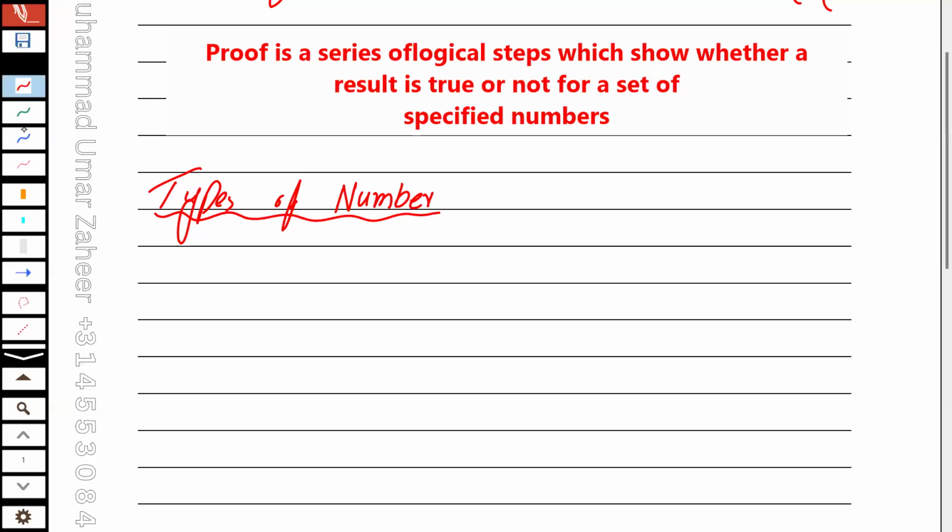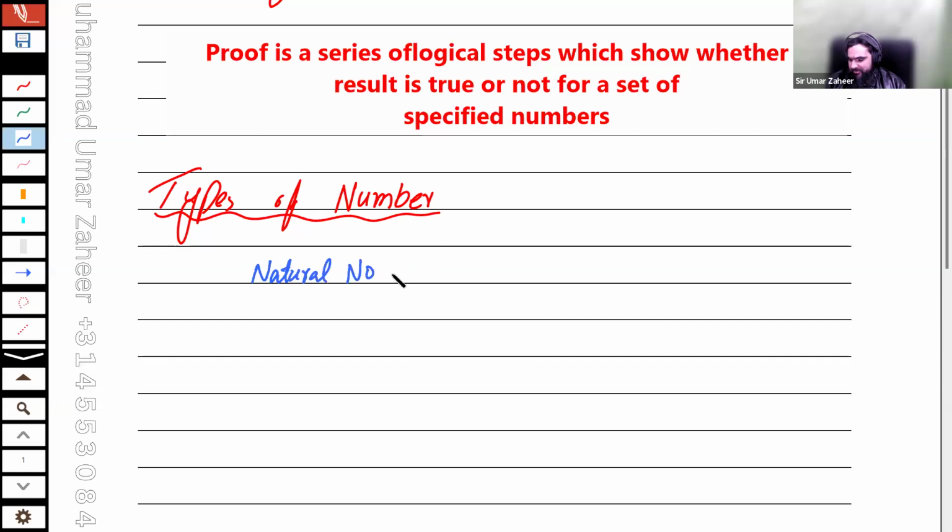The main bigger sets we have, first of all, is basically your natural numbers. That is normally shown by N. Yes, the natural numbers start from 1, 1, 2, 3, and so on.